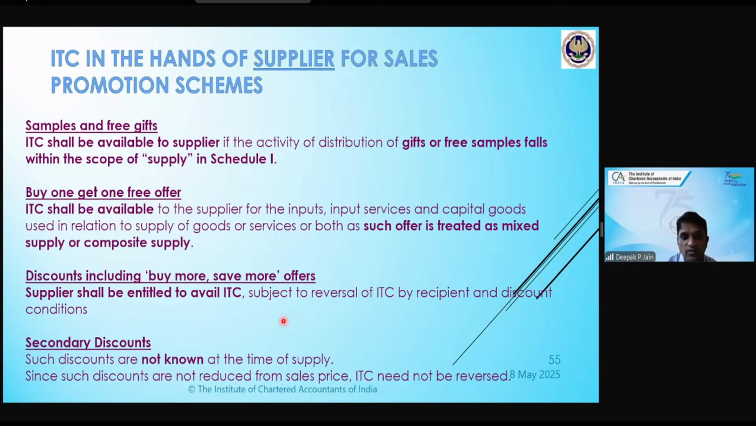But in case of secondary discounts, the discounts are not known beforehand. We read in the valuation that for secondary discounts, we don't get the benefit because secondary discounts do not satisfy the conditions for the discount. That's why on secondary discounts, they are not known. So for secondary discounts, they do not reduce from the sale price and therefore ITC need not be reversed. But in case of other discounts, ITC has to be reversed. Clear?